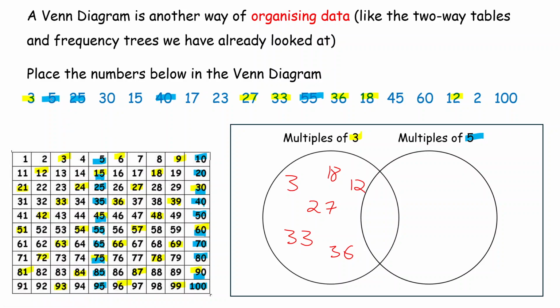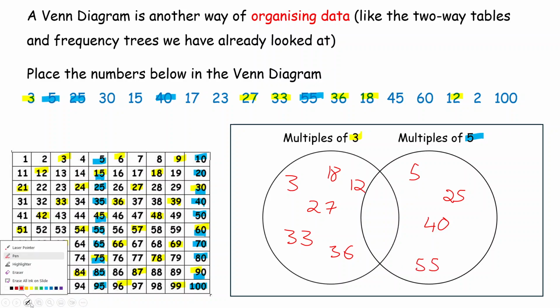So we've got 5, 25, 40, and 55, and there we go. Perfect. Now, ones that are both, I'm going to circle them.